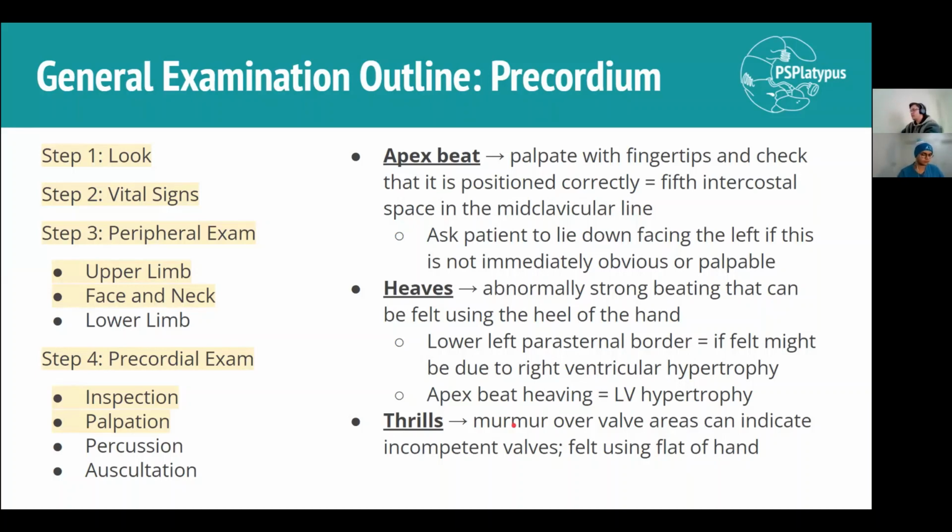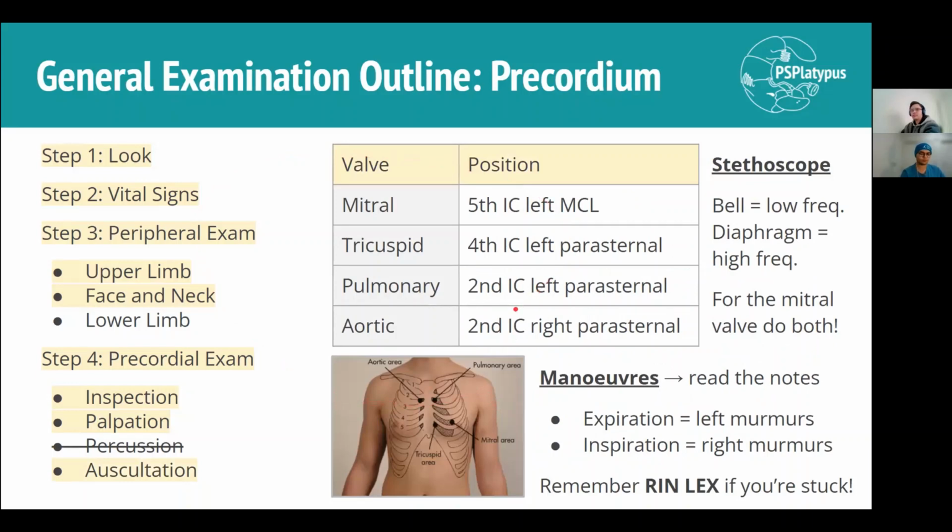With thrills, you're just going to be using the flats of your hands, and you're thinking about just looking over all the valve areas, which we'll go into when we come to auscultation. If you feel over it and you notice that it kind of feels like there's a, I don't know another word for a thrill, it's kind of just like a flutter, that might indicate that some of the valves are incompetent.